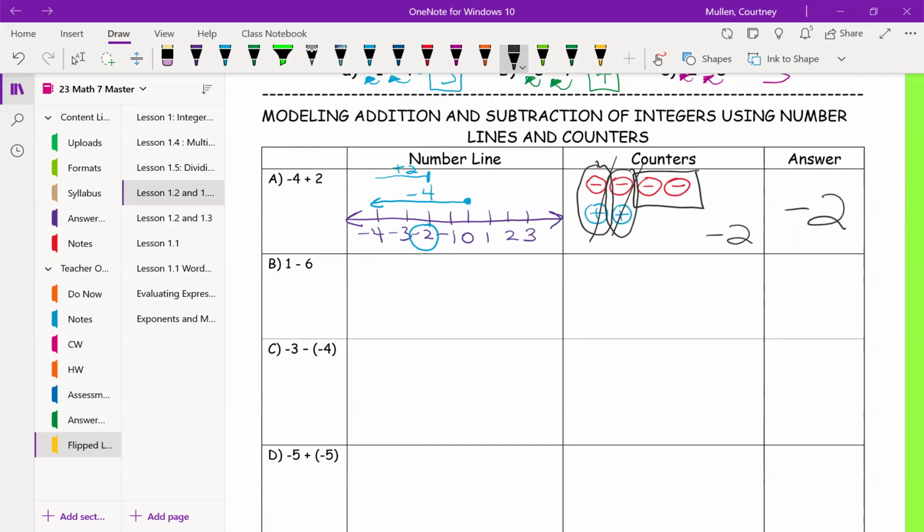Let's try again. B, what's the sign on the 1? Well, there's no sign in front of it, so we assume it to be positive. What's the sign on the 6? Remember, that 6 owns that sign in front of it. So the 6 is negative. Very good. So let's draw our number line. I might move 0 a little bit further to the right, so I'll have space to go in the negative direction.